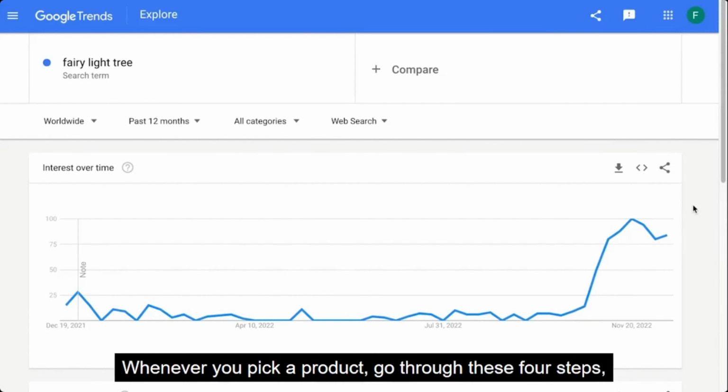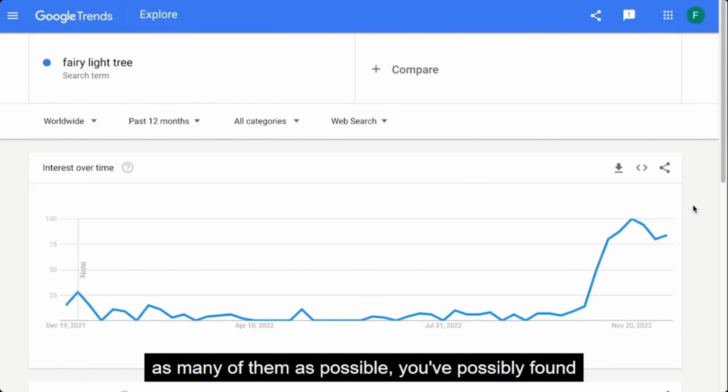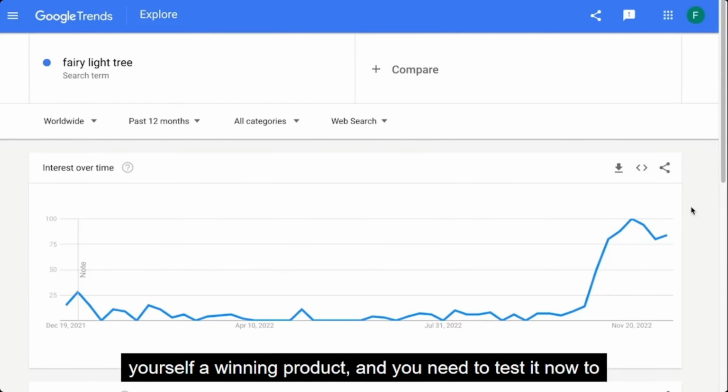Whenever you pick a product, go through these 4 steps. Go to AliExpress, go to Facebook ads to see if anyone's making money with that product, go to Amazon, and go to Google Trends. If you follow these 4 frameworks and your product fits as many of them as possible, you've possibly found yourself a winning product and you need to test it now to start making money.